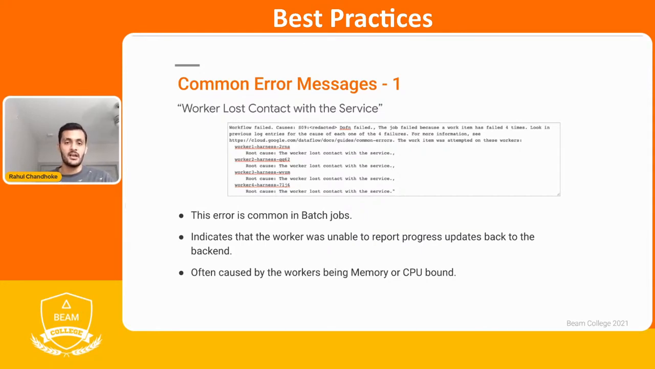Most of the times that we see this issue is because you are running your Beam pipeline and processing a lot of data, but do not have a worker that is able to handle this. So let's say a small sized worker or a worker without enough memory. If the workers are CPU bound or memory bound, then these are the most common causes of the error message that we see in this slide.